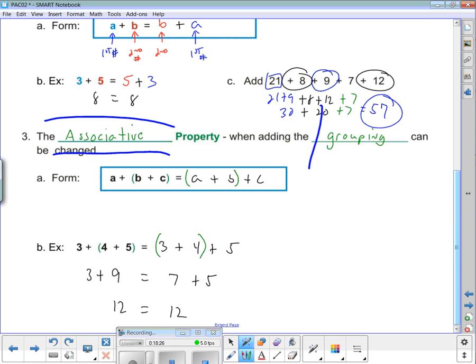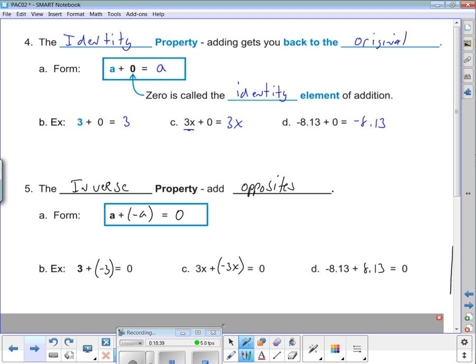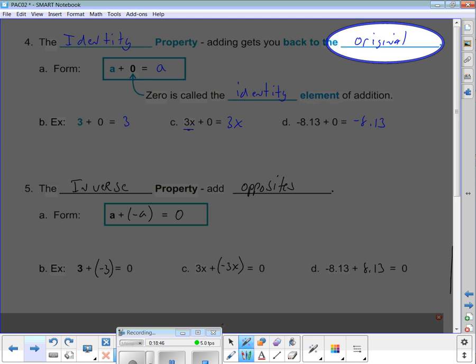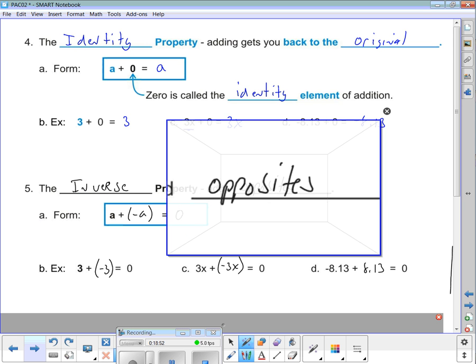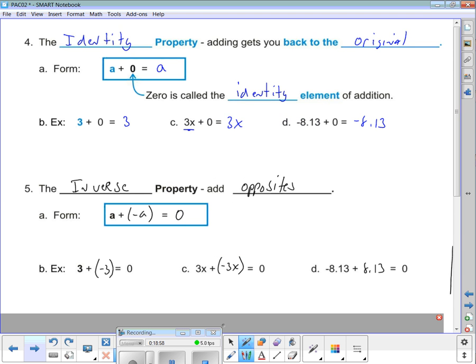Associative. Make sure that goes with grouping. Associative with grouping. And hopefully it won't fade like my magic writing fades. You have to remember it. Then what else? Identity. Identity, what does it do? Identity gets you back to the original, right? And the inverse, what do you do with the inverse? You got to add opposites, right? Inverse, you add opposites. All right, those are the properties.